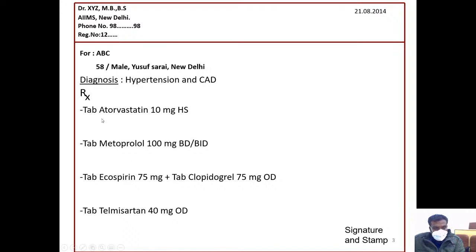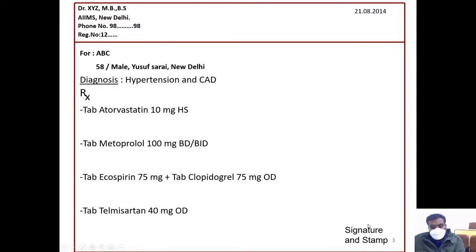And this patient is managed with tablet atorvastatin. You have to write the drug name, then you also have to write the dosage. The atorvastatin 10 mg, HS is the frequency of administration, and tablet is oral, so the route also you have to write. Then tablet metoprolol 100 mg BD, then tablet ecosprin 75 mg plus tablet clopidogrel 75 mg, then tablet telmisartan 40 mg OD.